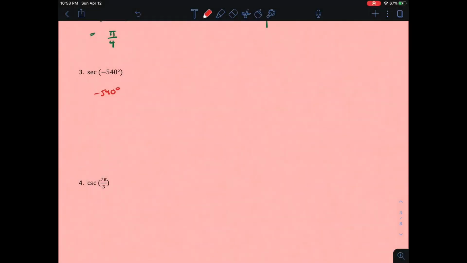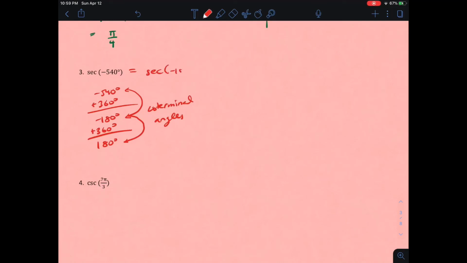So here I have negative 540 degrees. I'm going to add 360 degrees to this. I get negative 180 degrees. Some people don't like negative angles. So if you want, you can add 360 degrees one more time, and you'll get positive 180 degrees. Just so we're clear, negative 540, negative 180, and 180 degrees are all coterminal angles. They're all coterminal to each other. So secant of negative 540 would be the same thing as secant of negative 180 degrees, which is the same thing as secant of 180 degrees. This would just be negative 1.